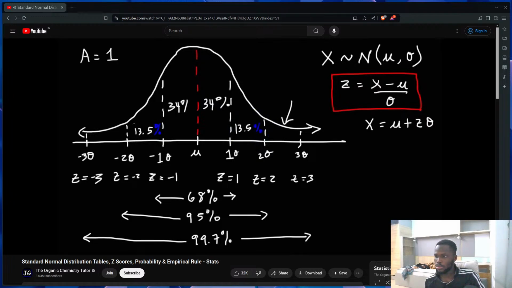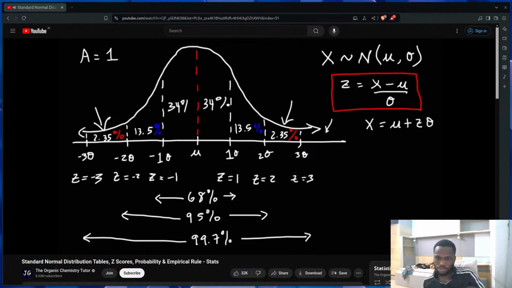Now, what is the probability of finding an x value in those 2 regions? So what we need to do is subtract those 2 numbers. 99.7 minus 95, that's going to give us 4.7, and then divide that by 2. So you should get 2.35%. That's the probability of finding or getting an x value in that region.